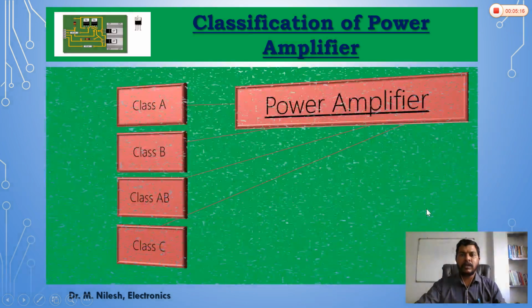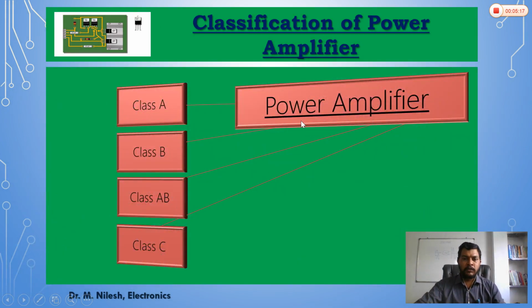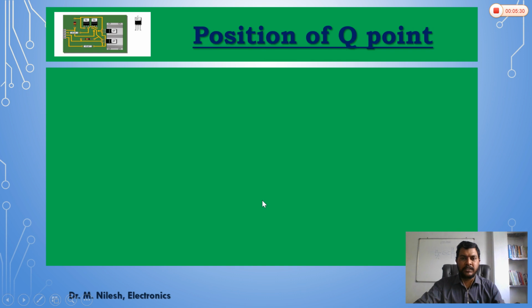So now the classification of power amplifiers. These power amplifiers are classified into 4 types: Class A, Class B, Class AB, and Class C amplifiers. We will go on studying all these 4 types in the coming presentations.